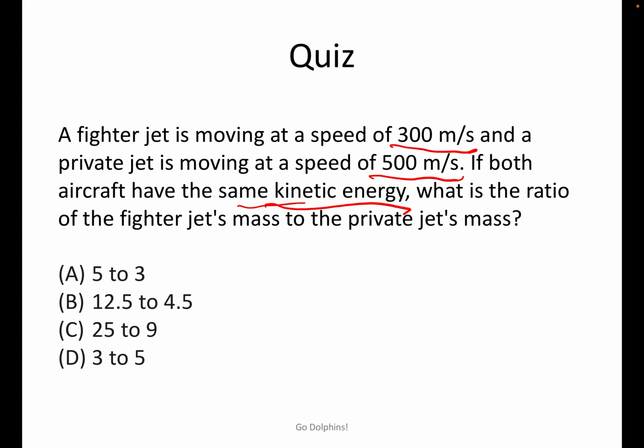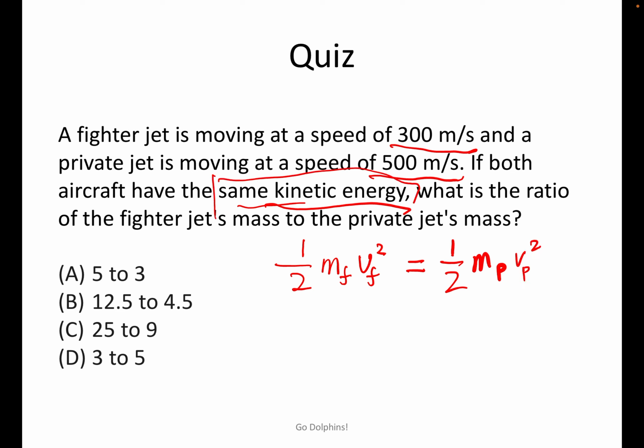The equation we should have, let's use m_F for the fighter jet mass and v_F for the fighter jet speed. This is the kinetic energy of the fighter jet. Likewise, we use the subscript P for the private jet. So this equation is a translation of the sentence, they have the same kinetic energy, right? Kinetic energy for the fighter jet equals kinetic energy for the private jet. The 1/2 and 1/2 will cancel.